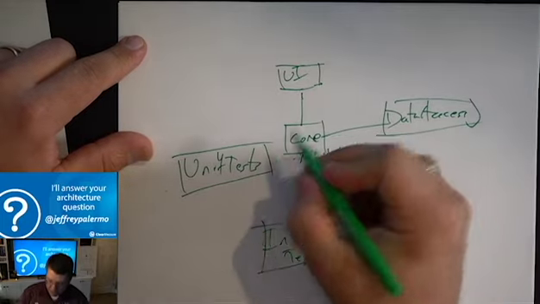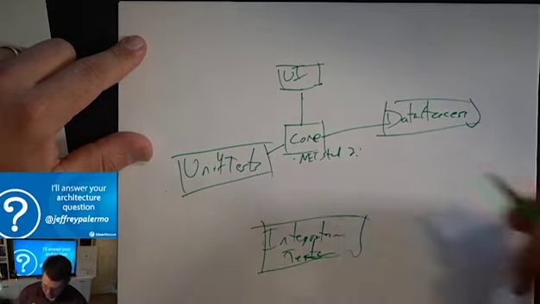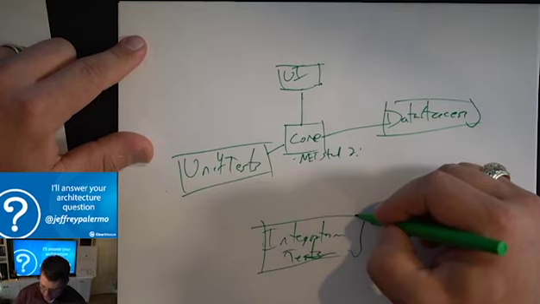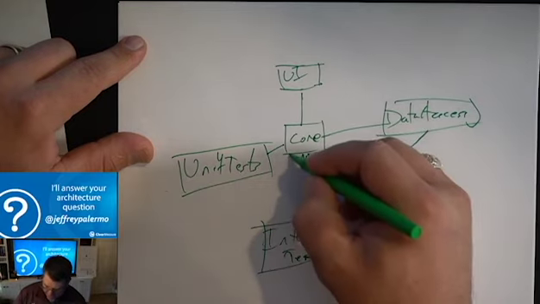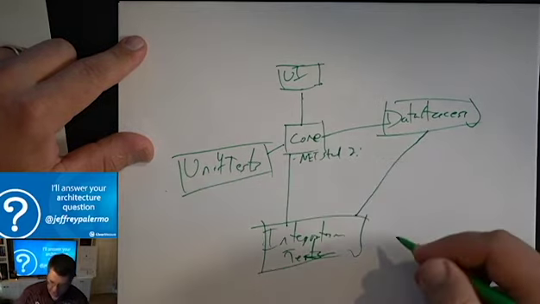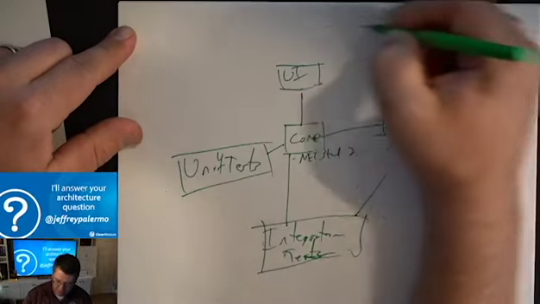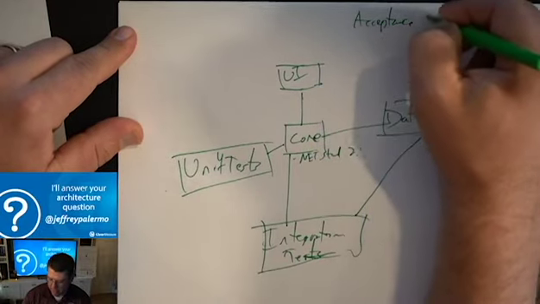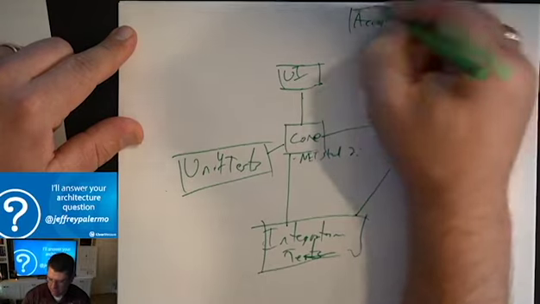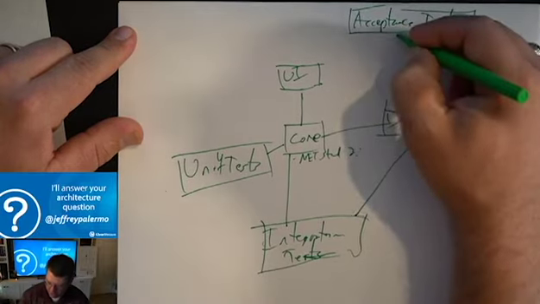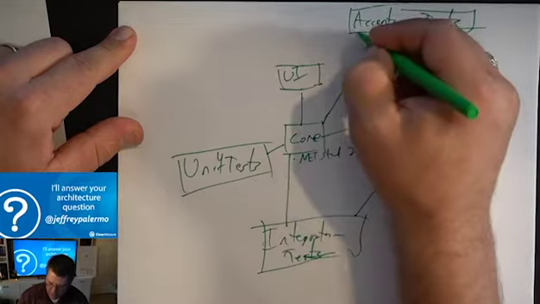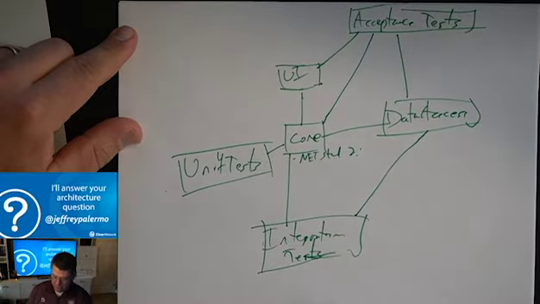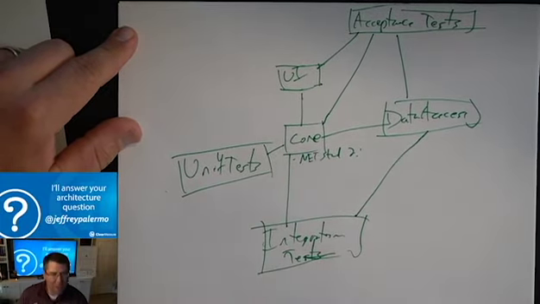Unit tests are going to be linked to core. Integration tests are going to be linked to data access and core most of the time. And if I put in acceptance tests over here, most of the time they're linked to data access, core, and UI. So that's our test coverage. Now, I didn't put any arrows here. We need to communicate that.